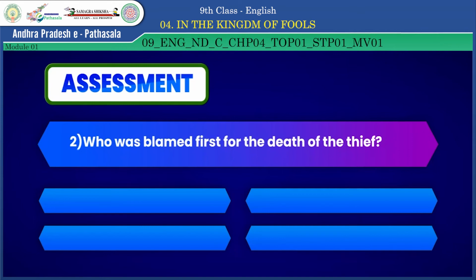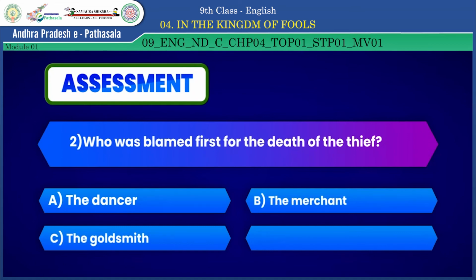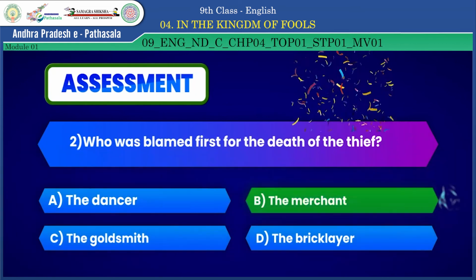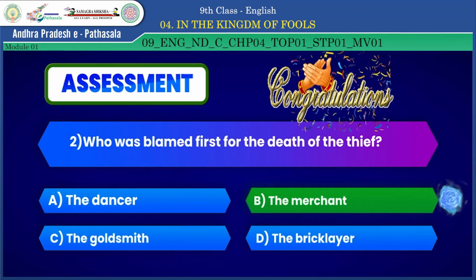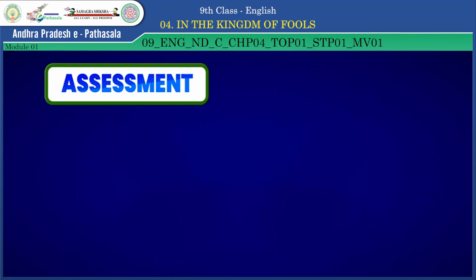Come on, answer the question. Think about it carefully and answer the question. Yes, the correct answer would be option C. The dancer girl's jingling anklet sound disturbed the bricklayer. Very well done, children. Let's move to the next question.